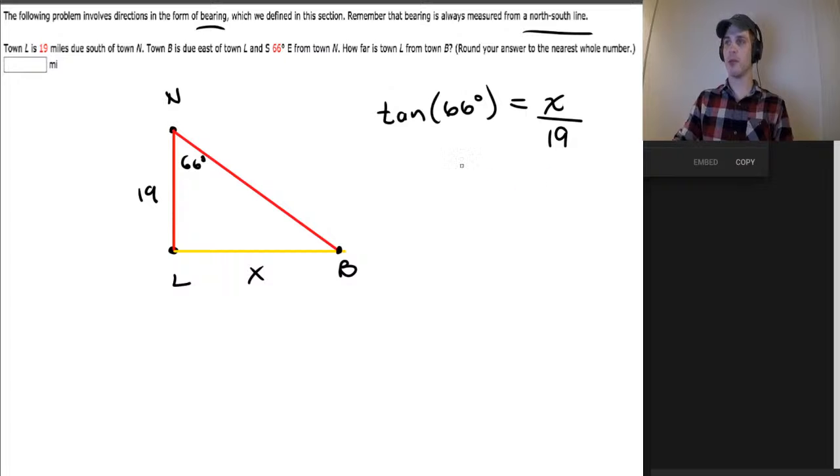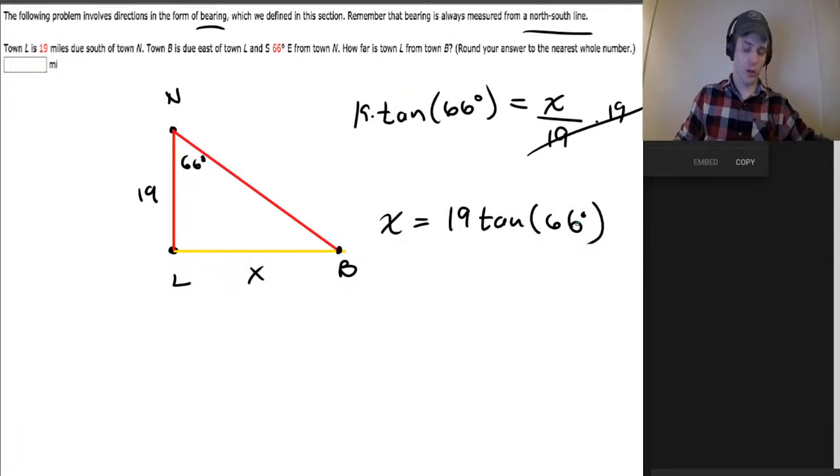And then I'll multiply both sides by 19, and I find that x is equal to 19 tangent of 66 degrees. On my calculator, I'm just going to check and make sure I'm in degrees, and I am, and then I'll punch this in: 19 tangent of 66 degrees.